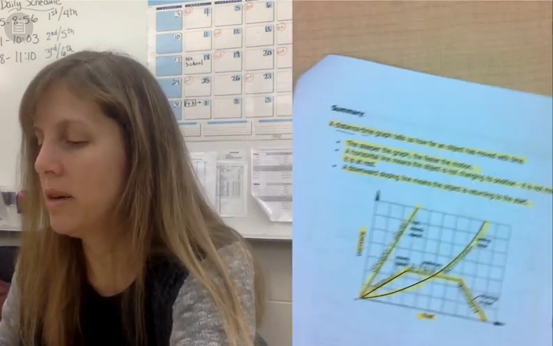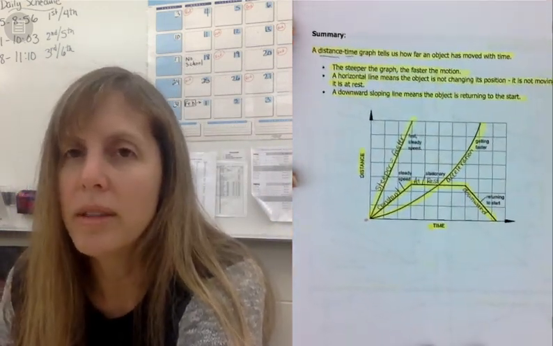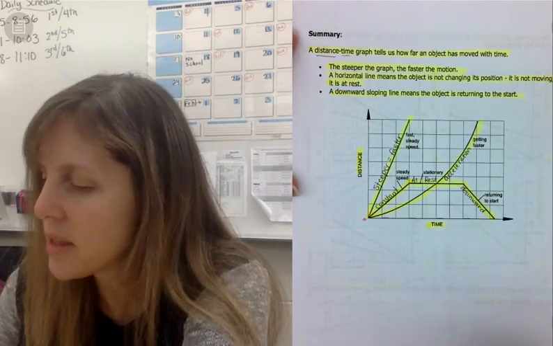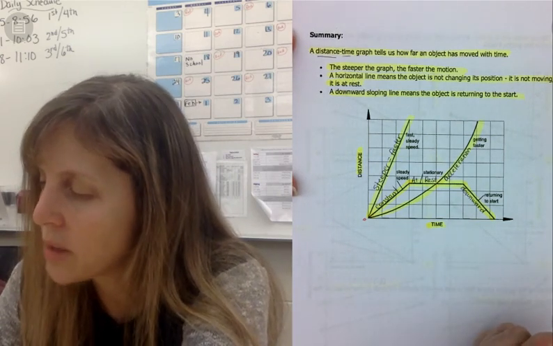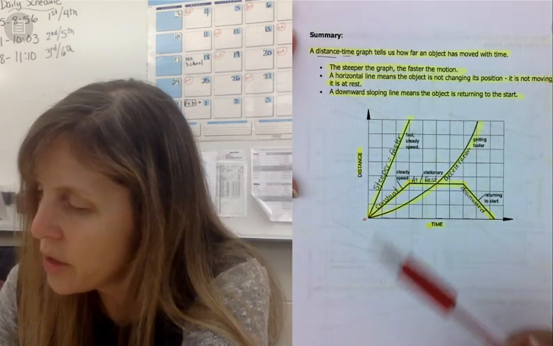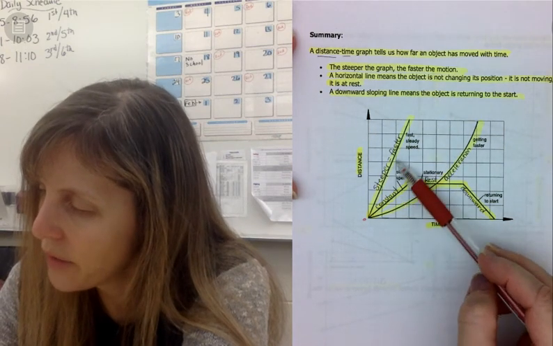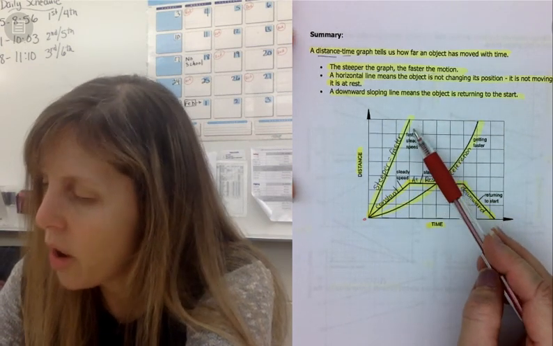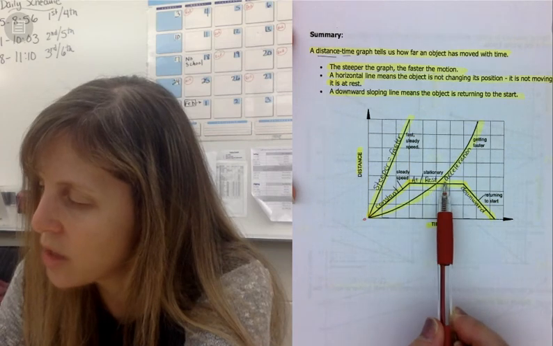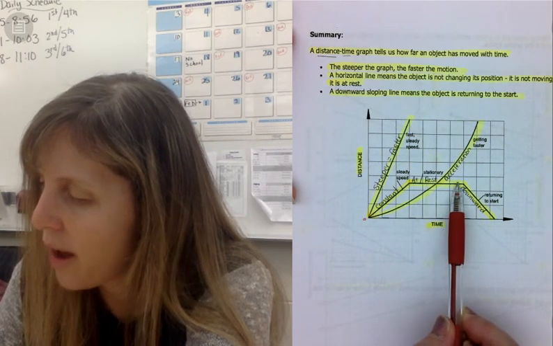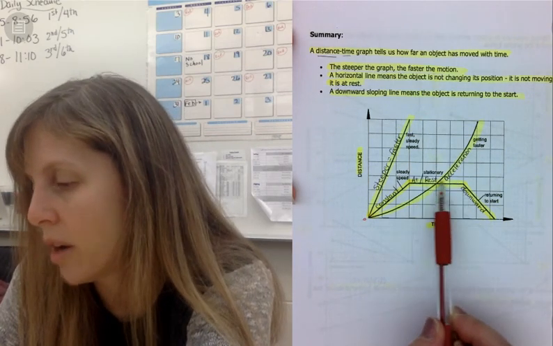Turn the page here. So in summary, and I really like this graph, a distance time graph tells us how far an object has moved with time. So the steeper the graph, the faster the motion. A horizontal line means an object is not changing its position. It's not moving at all. It is at rest or stationary, okay?